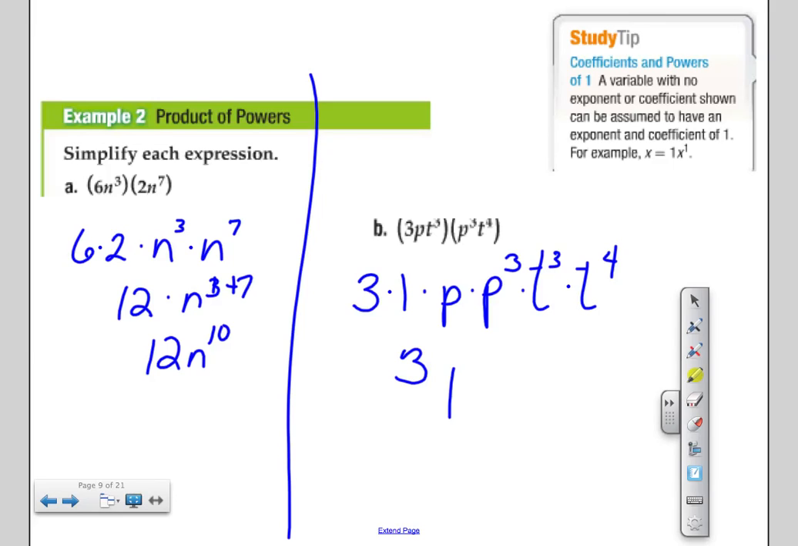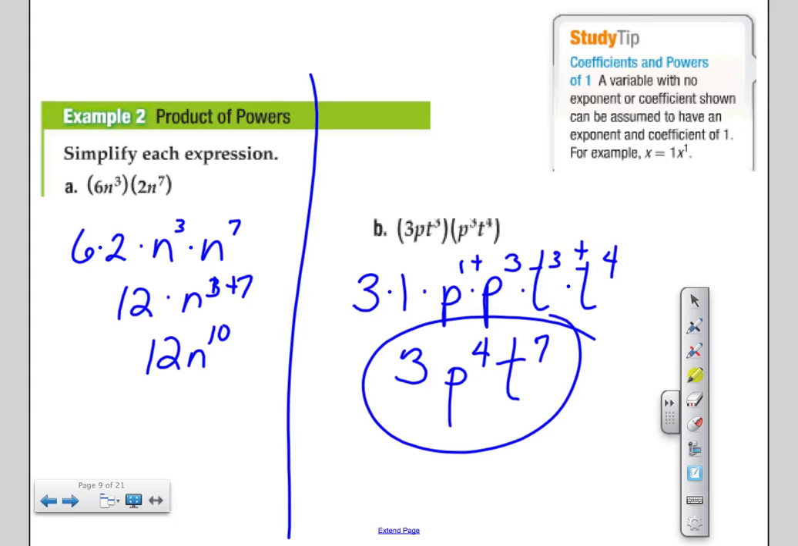So we'll end up with 3p. How many p's do we have? Not 3. We have 1 here. So that's 1 plus 3, or p to the fourth. And t to the third times t to the fourth will be 3 plus 4. It'll be t to the seventh. And that's it simplified. To be simplified, no fractions, simplest form, one exponent for each variable. You couldn't have p's twice. You can have just one set of p's and one set of t's, okay?